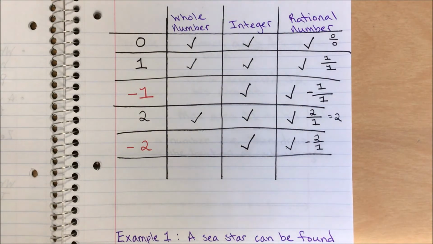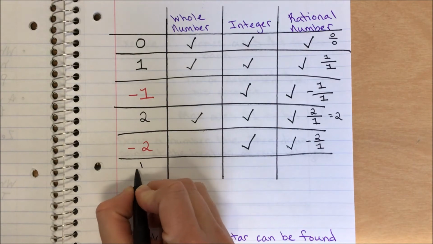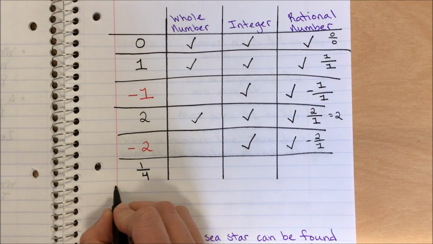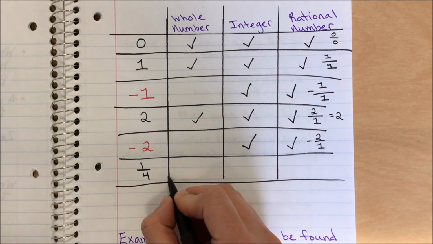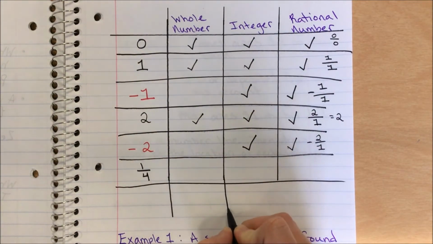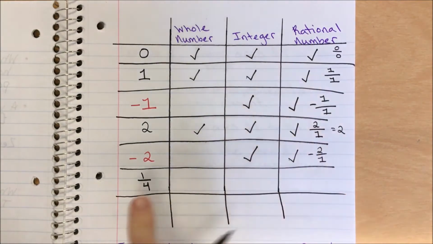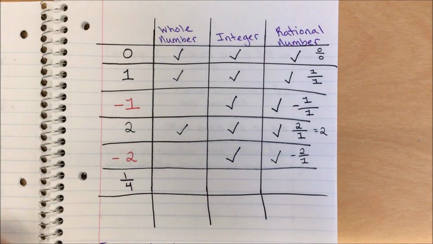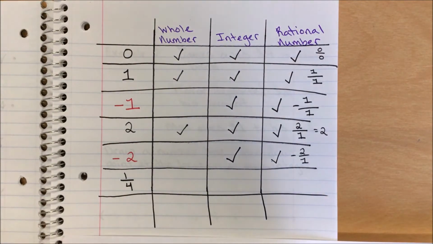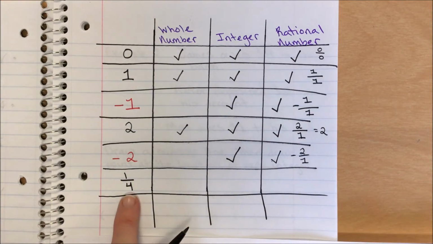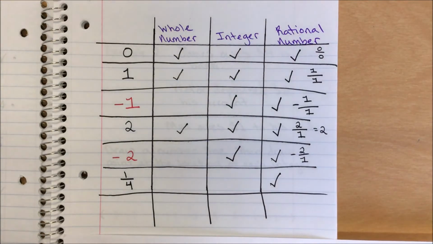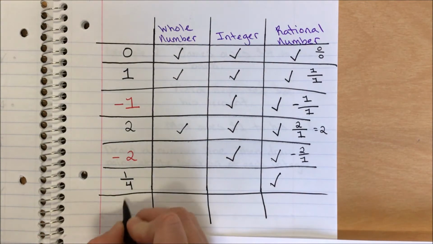What if I give you 1/4? Is 1/4 a whole number? No, it is not a whole number because it's a fraction. It doesn't have any wholes. What about an integer? No, it's not an integer because we know integers do not include fractions or decimals. Is it a rational number? Well, yes, it's a number that can be written as a fraction. So it is a rational number.